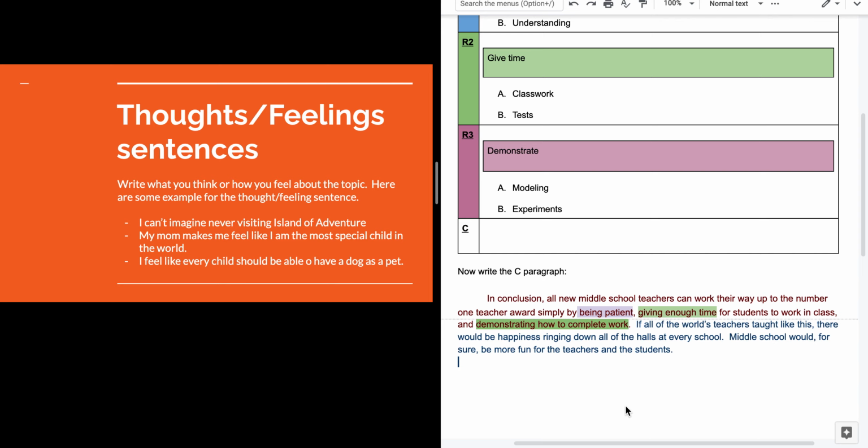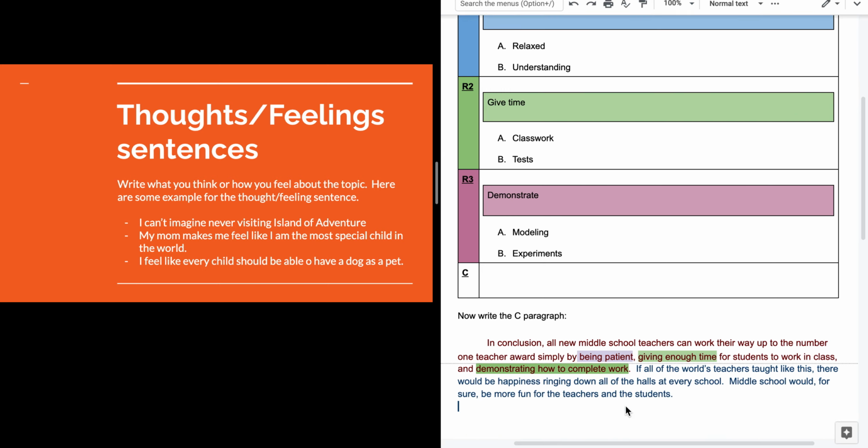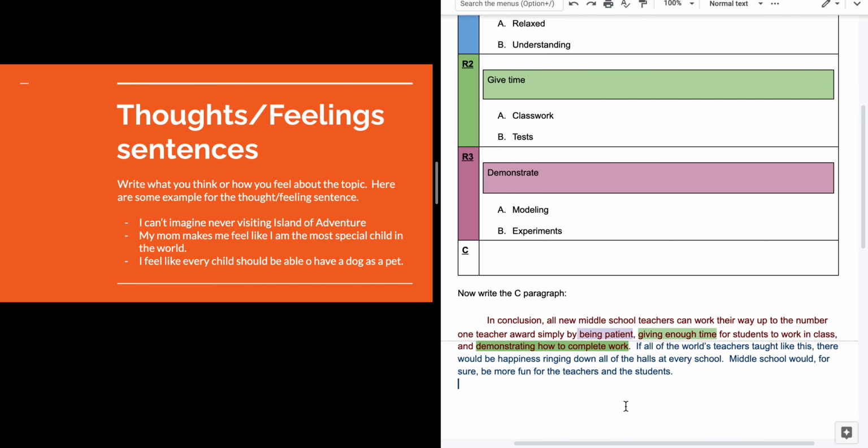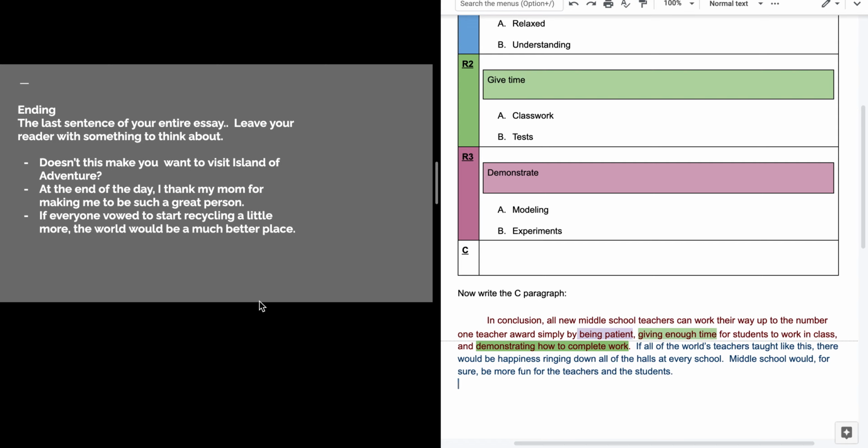And then also I'm going to say middle school would for sure be more fun for the teachers and the students. You can't quantify fun. You can't analyze fun. But I think that if teachers were more patient, gave more time, and demonstrated better, that it'd be more fun. So I'm going to go ahead and say that because that's what I think or what I feel. And then lastly, we want an ending sentence that ties our whole essay together and leaves your reader with something to think about.